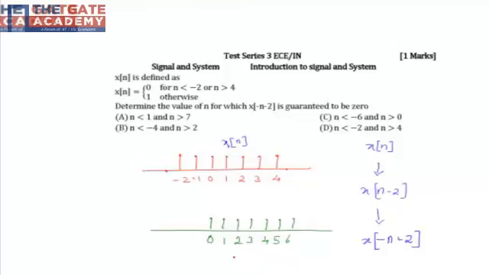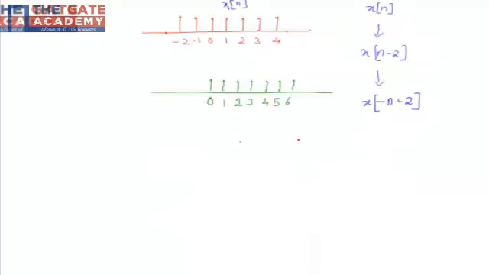Now finally what we have is the time reversal. For time reversal, we will flip this one. So now it will start from 0, minus 1, minus 2, minus 3, minus 4, minus 5, minus 6. So this is 0 to minus 6.